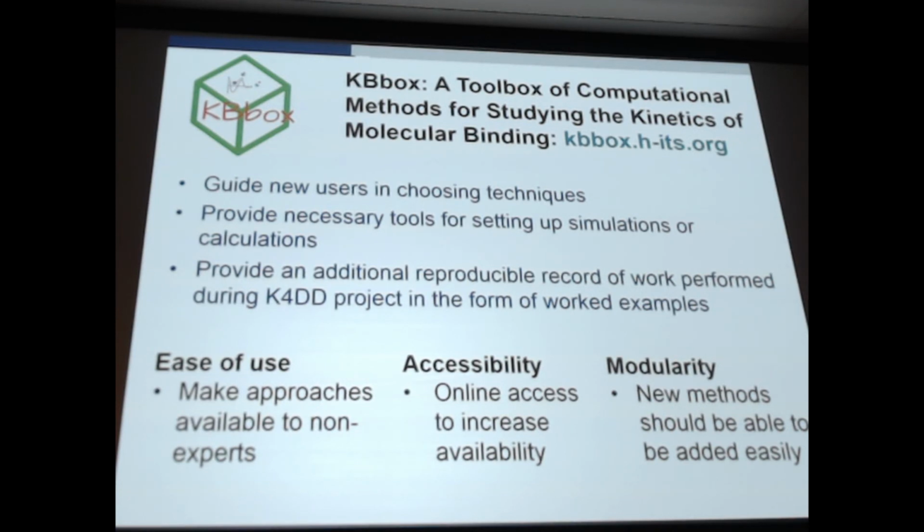And gradually, as we publish the work from my lab, but also from other laboratories out of K4DD, we will put tutorials and worked examples on this website, and I would also encourage you to contribute to this website with your different methodologies that you have for computing kinetics. It's just a site where you can find out about these things. You cannot actually do the computations there at this point.